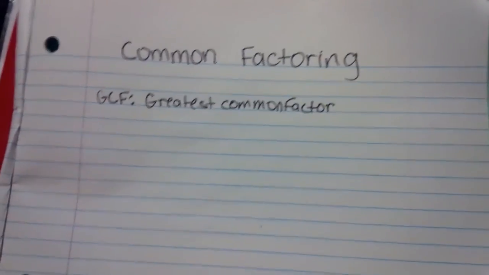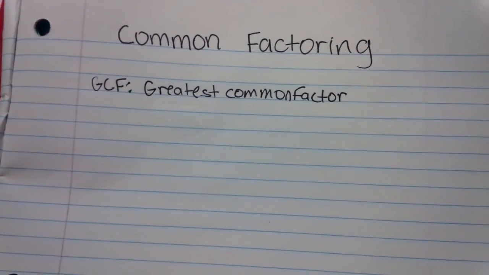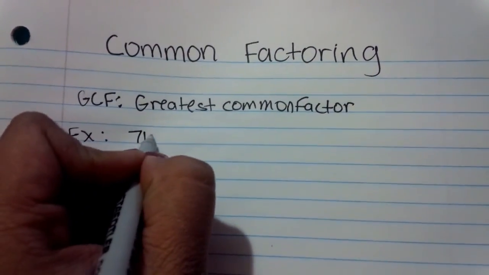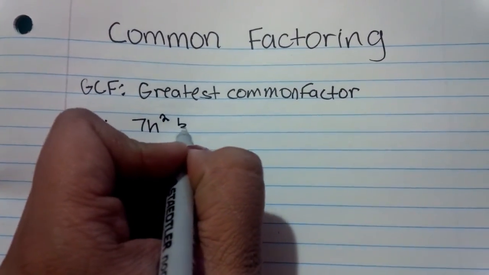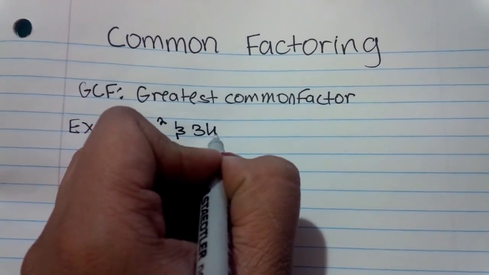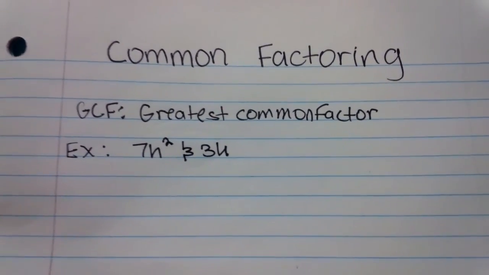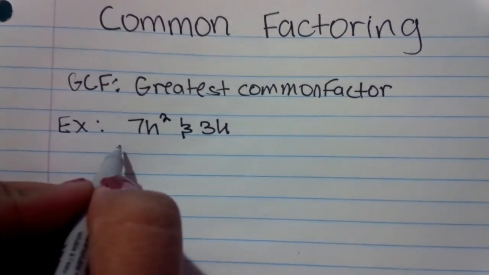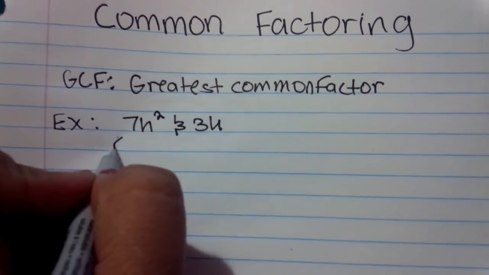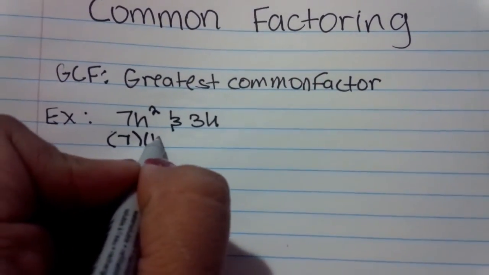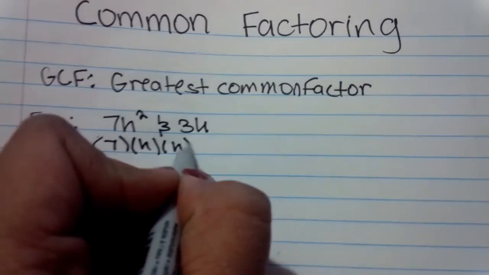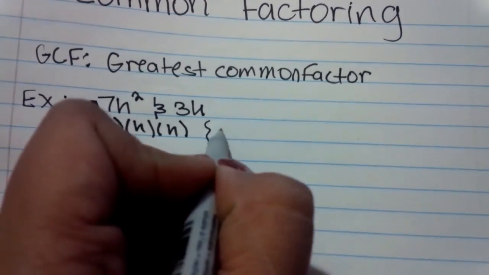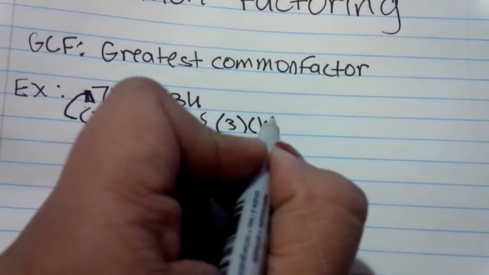So let's do an example of GCF before we start anything else. So let's do 7h squared and 3h. So let's see what the factors of this are. How can we get 7h squared? We can get it by multiplying 7 and h times h. So 7 times h gives us 7h squared, and 3 times h gives us 3h.